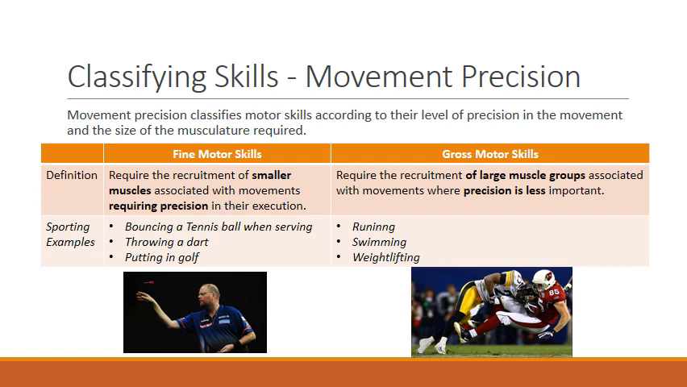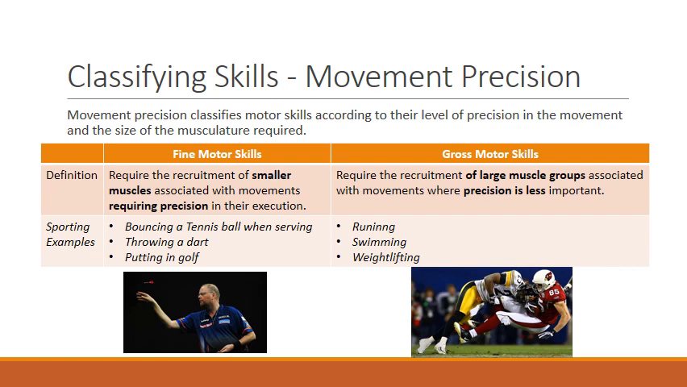If we're classifying based on movement precision, we can take a skill and essentially divide them up into being a fine motor skill or a gross motor skill. So what we're referring to is how precise the movement is. If it's a fine motor skill, you've got a really precise movement where the precision is quite important in executing the skill. So for example, if you're doing your bounces of the tennis ball before you're serving, you want to be pretty precise as to where you're dropping the ball, the height you're catching it at. If you're throwing a dart, of course, you want to be quite precise as to where you're aiming. Putting in golf, all of those skills are affected by how precisely you execute them.